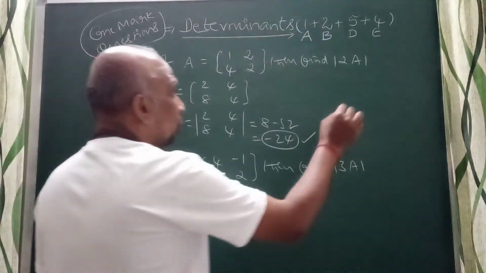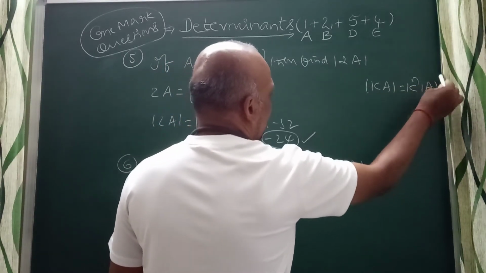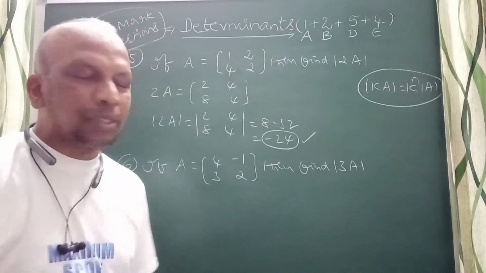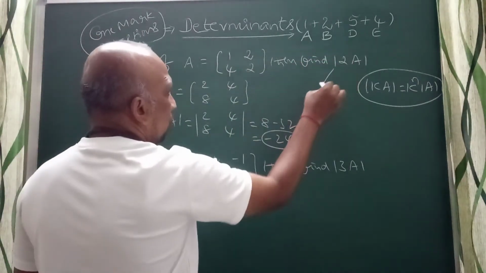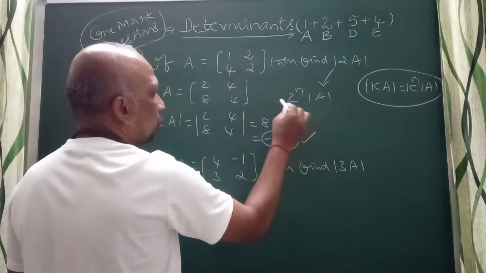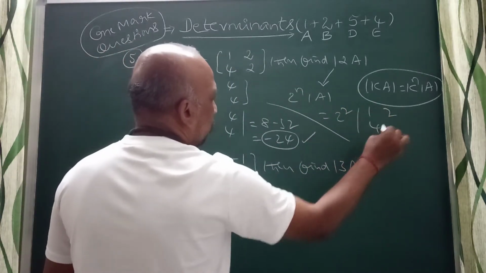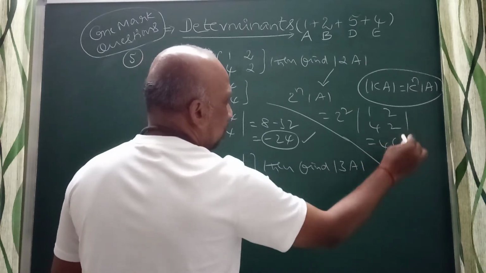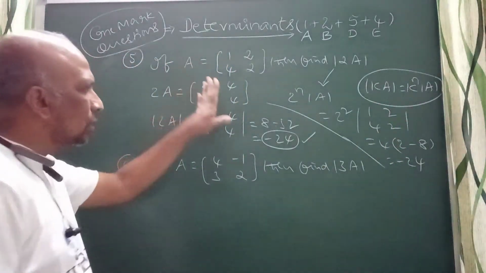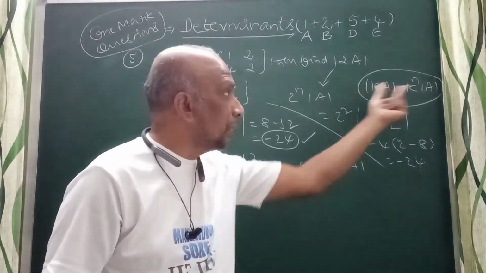But some people can also do it with the property: delta of kA is equal to k power n into det A, where n is the order of the matrix. So the order is 2, n is equal to 2. So I can write 2 square into det A. What is det A? You can write 1, 2, 4, 2. So this will become 4 into 2 minus 8, that is 8 minus 6, minus 24. Either you can do it like this or you can use the property. Sometimes they will ask questions related to this.